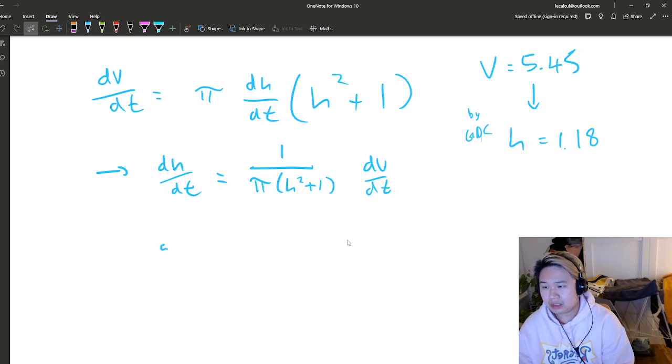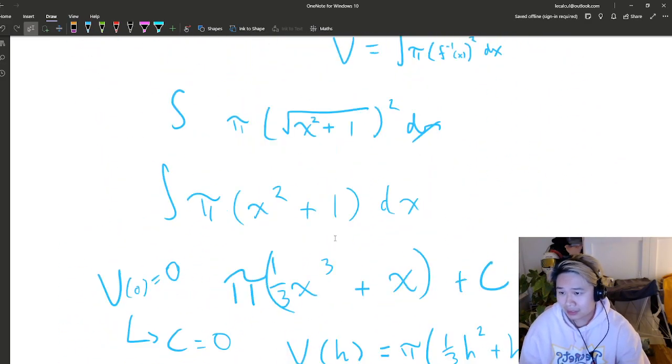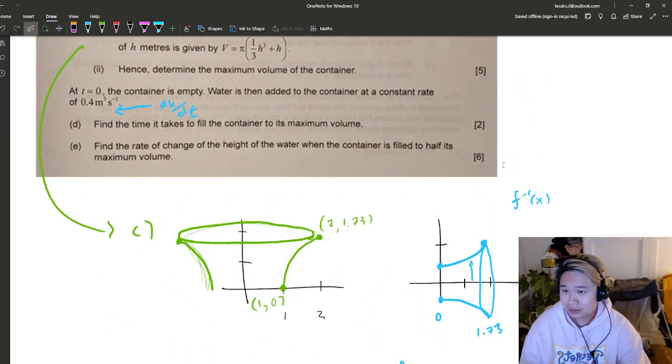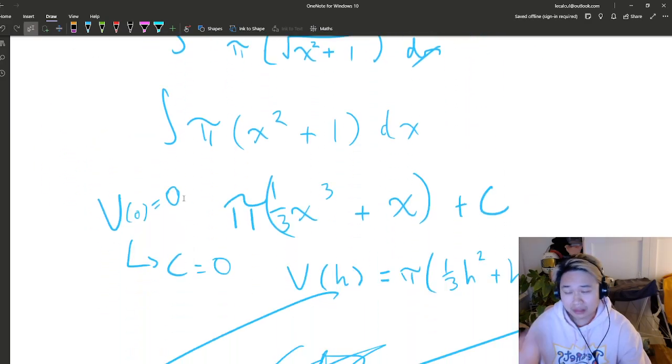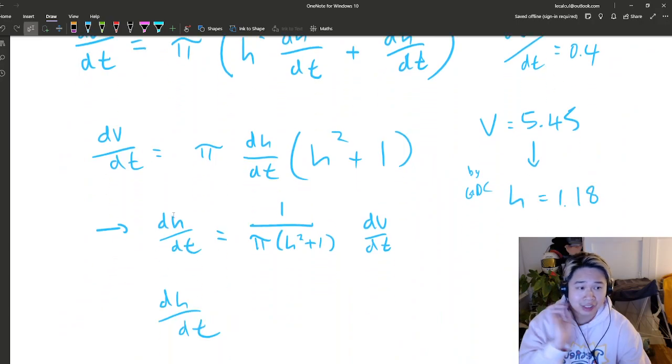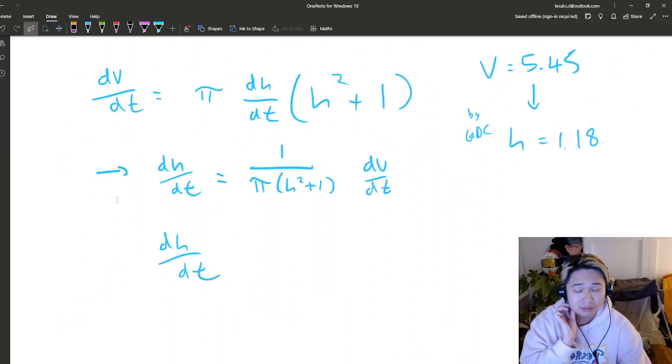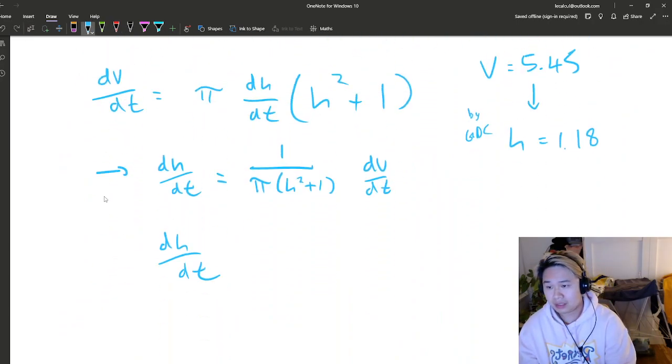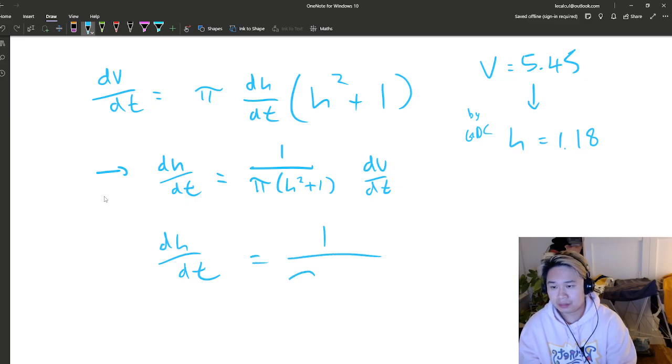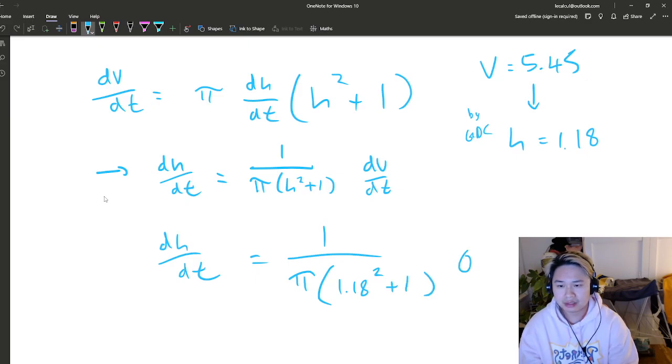Okay, so that means that dh/dt, which I'm assuming is what we were finding. I didn't even read the question. Yeah, find the rate of change of height. It's the only other rate of change in the equation. Okay, dh/dt is equal to 1 divided by pi times 1.18 squared plus 1, times 0.4.